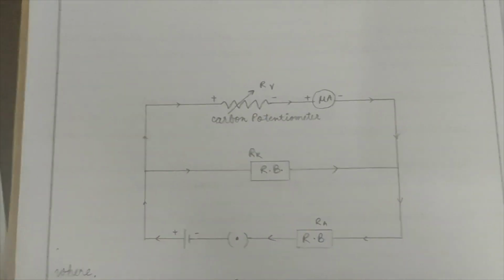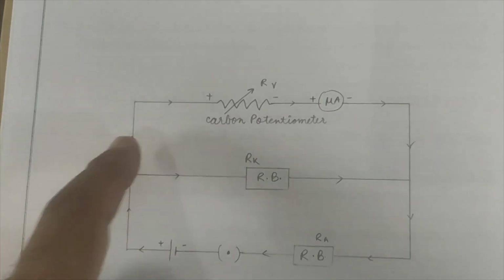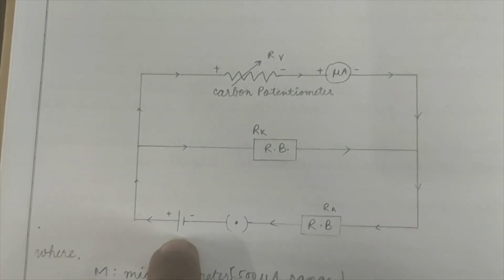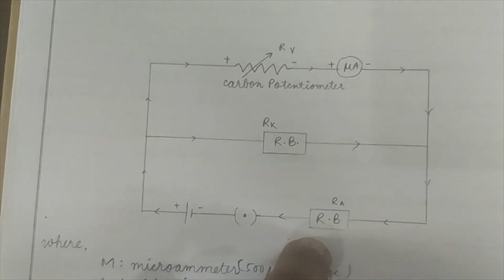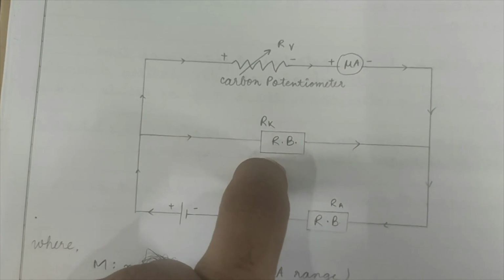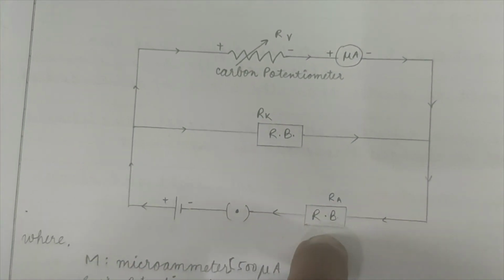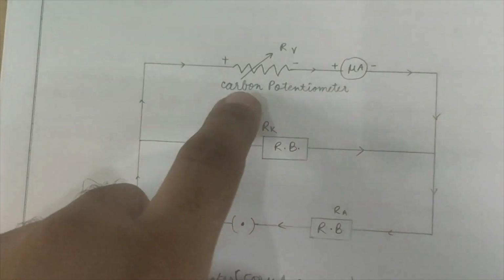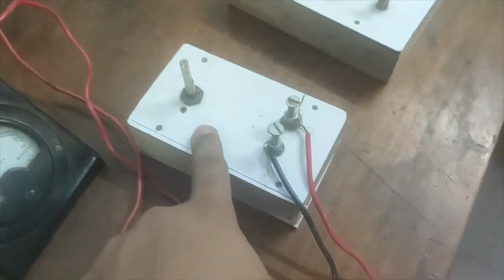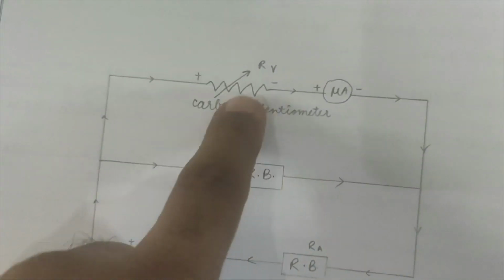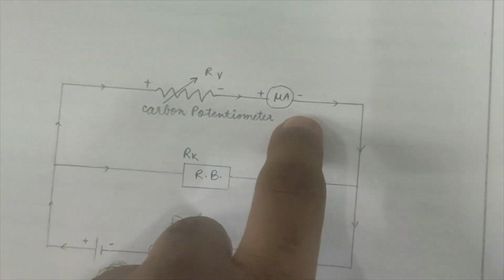The circuit is very simple. You can see this is the 1.5 volt battery eliminator. The two resistance boxes are connected: one is named RK, and the other is named RA. And this is my carbon potentiometer, which is the variable RB, and this is my micro-ammeter.